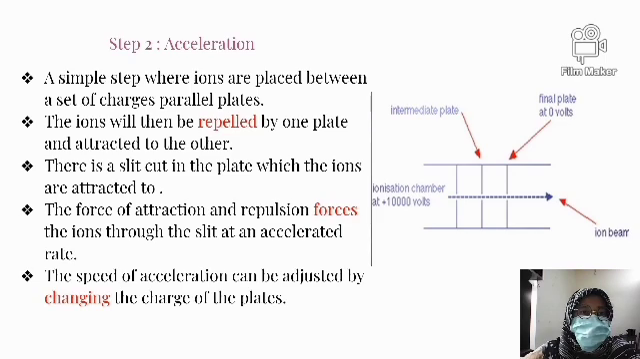The second step, acceleration, is a simple step where ions are placed between a set of charged parallel plates. The ions will then be repelled by one plate and attracted to the other. There is a slit cut in the plate to which the ions are attracted. The force of attraction and repulsion forces the ions through the slit at an accelerated rate. The speed of acceleration can be adjusted by changing the charge of the plates.